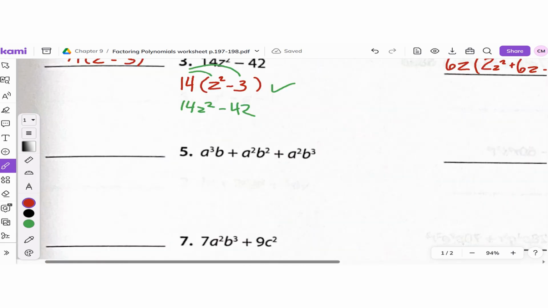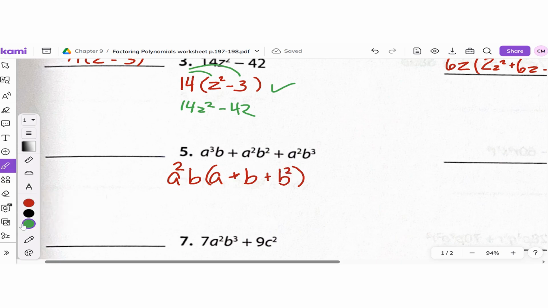So looking at this one, again, we're looking to see what variables do they share in common. I notice every single term has an a and every single term has a b. And always go with the lowest one. So a to the second is our lowest a, and this b is the lowest b. Now we divide. So a to the third divided by a squared just leaves us with only one a. B divided by b, those cancel. A squared divided by a squared, those are now gone, and b to the second divided by b leaves us with only one b. And then for this last one, we're left with b to the second.